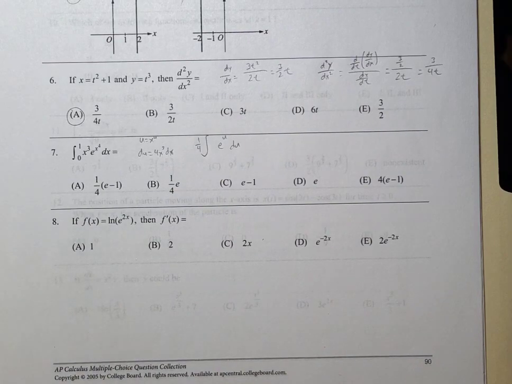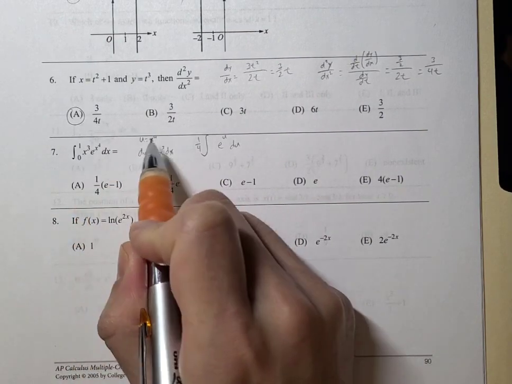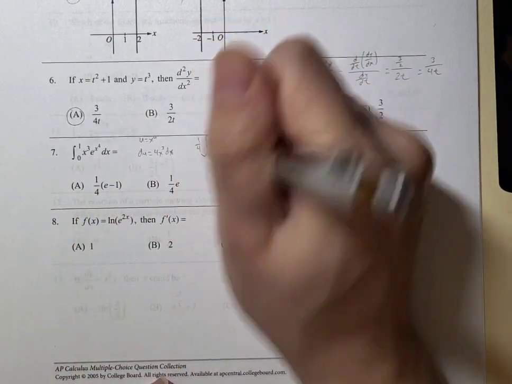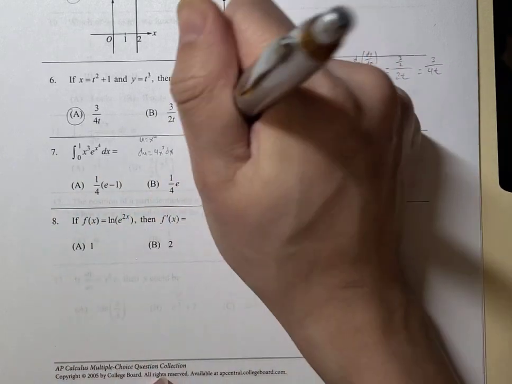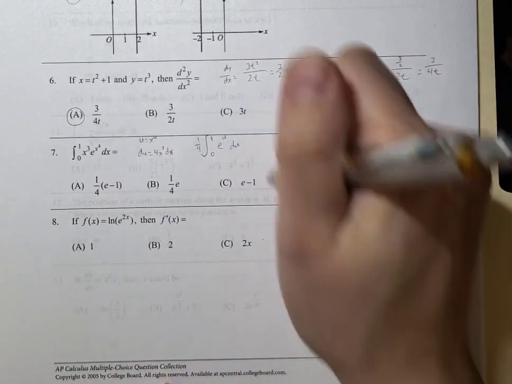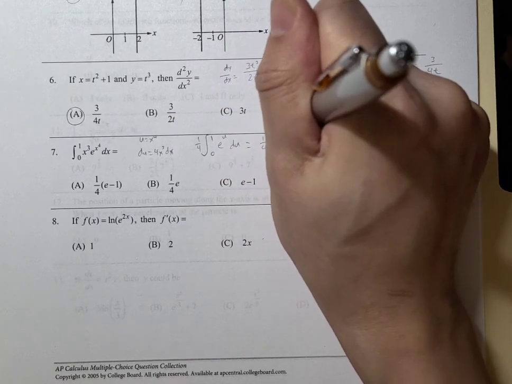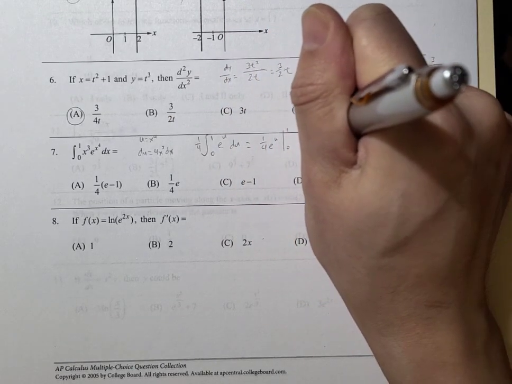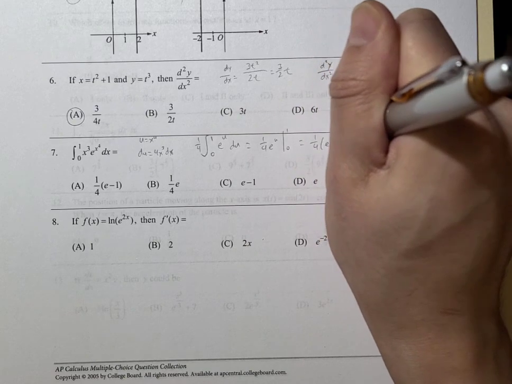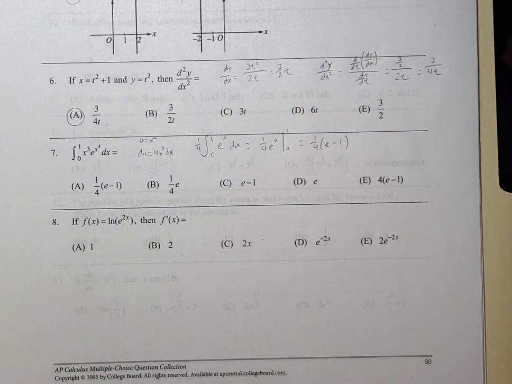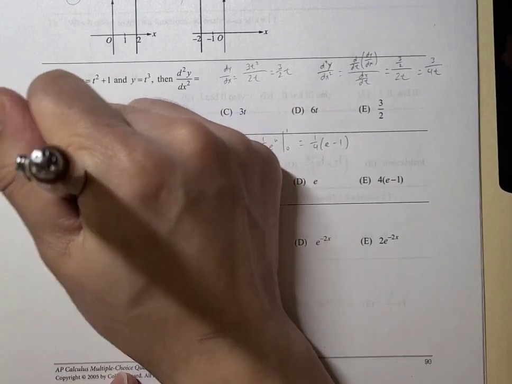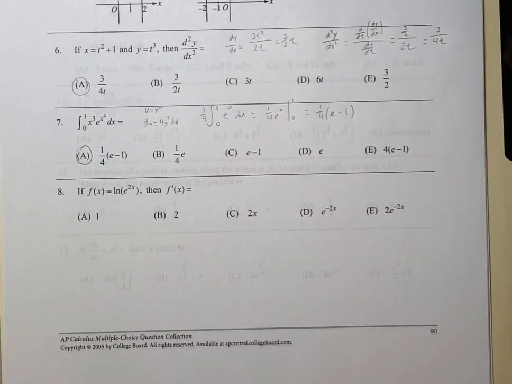We have to change our limits of integration. When x is 0, u is 0. When x is 1, u is also 1. So we get the same limits coincidentally. Okay? This guy is just 1/4 e to the u, evaluated from 0 to 1, which is just 1/4 times e minus 1. 7 is A.